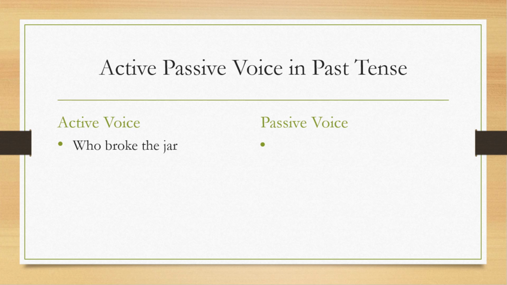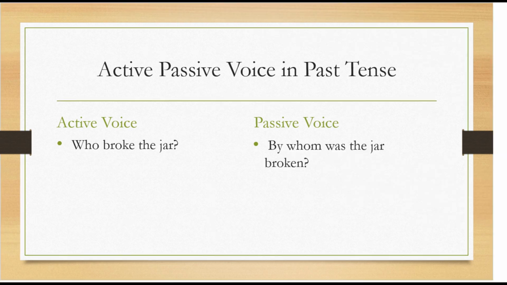By whom? Now, because this is a simple past, remember, like I always tell you, put it in the third form. By whom was, because it's the past tense. By whom was the jar broken? Okay, so you have was broken. You have added a supporting verb. Always remember, when you add a supporting verb in your passive voice, ensure that it agrees with the new subject.